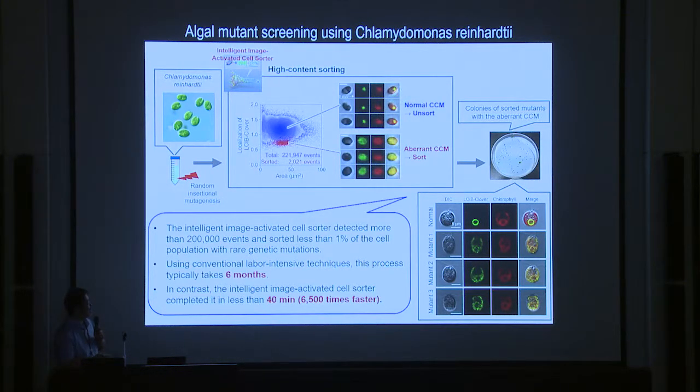Basically, carbon is usually fixed, localized within the cell. This is a normal one. But the super ones have sort of distributed carbon fixation mechanism. This has a higher capability of photosynthesis or fixing CO2 in the body. And if you try to do this by hand or under the microscope, it will take 6 months. But we did it within 40 minutes.